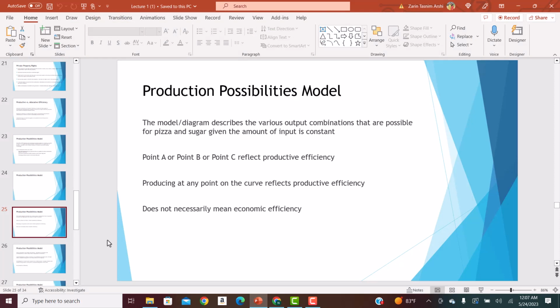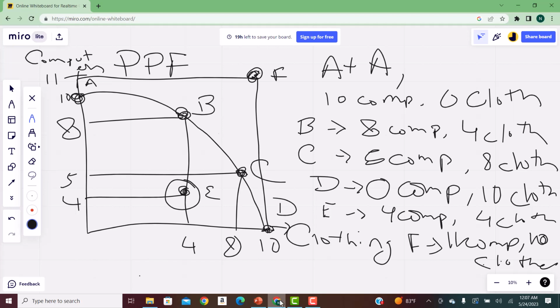Now, the model diagram describes the various output combinations that are possible for, here it says pizza and sugar, but we are talking about computer and clothing. Okay. Now, there are different points that we have to understand in this graph. Okay. So I'm going to use a different color so it's easy to understand. Let's say I'm going to use red.